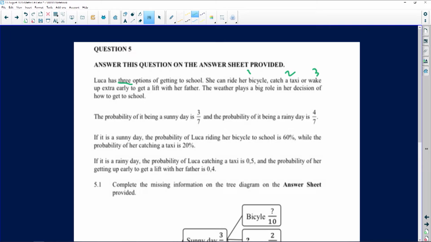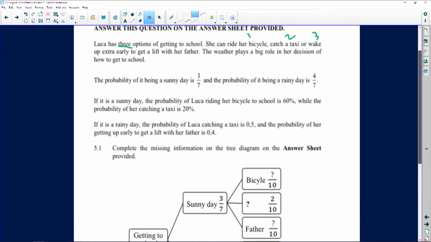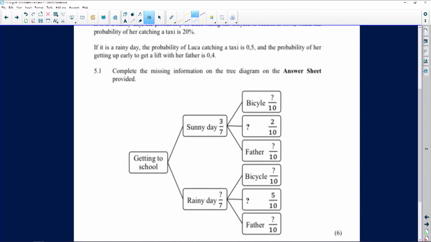The probability of it being a sunny day is 3/7. And the probability of it being a rainy day is 4/7. Let's look at how that is represented in the tree diagram down here. So she's getting to school. That's a little point I was telling you about in terms of a tree diagram. Everything begins somewhere. So the probability of it being a sunny day is 3/7. We've got that option over there.